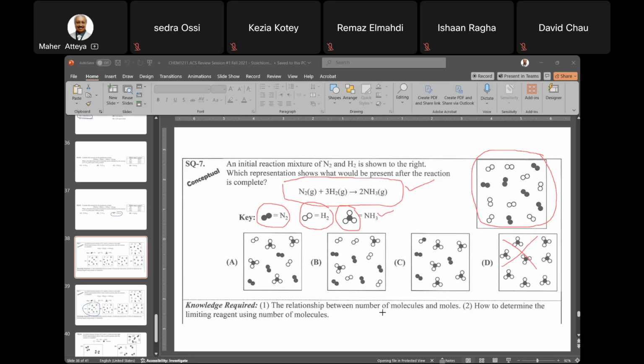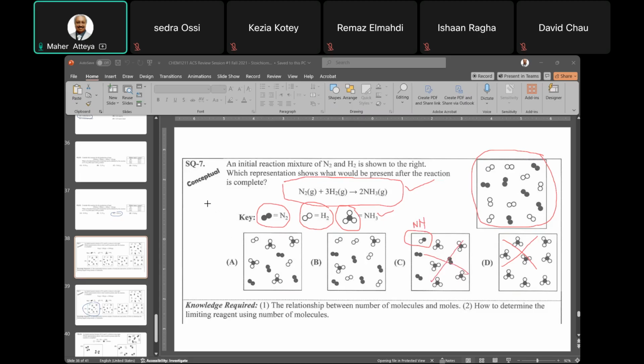What about C? C is not correct because you have a problem with this. What is this? This is NH, correct? Nitrogen is dark, and you have the hydrogen. So there is no molecule NH. So that will take the whole thing out of your consideration.